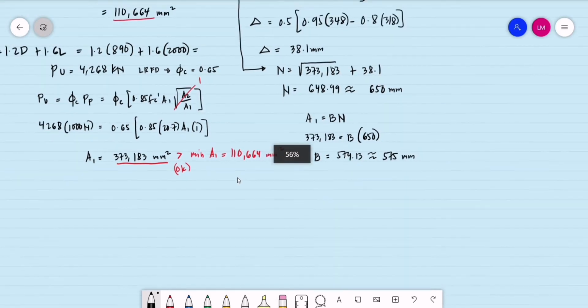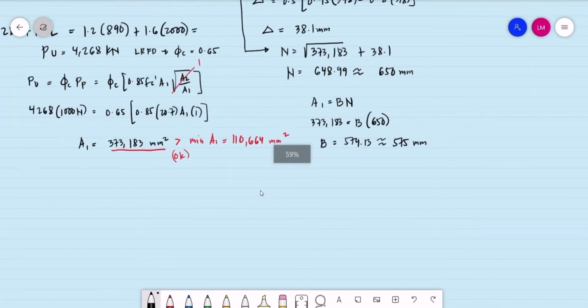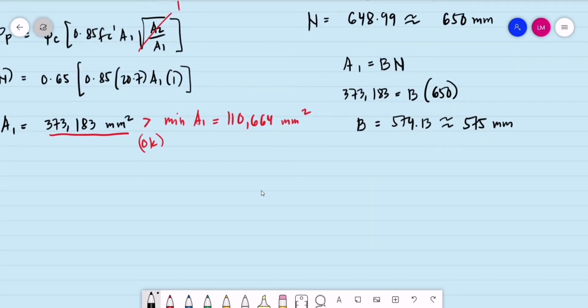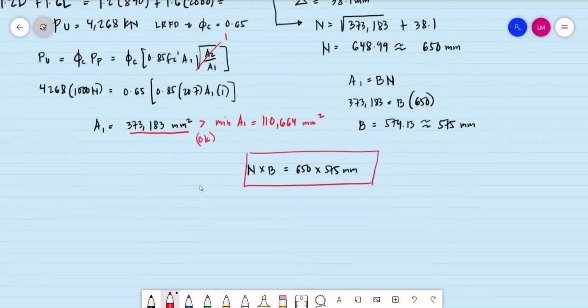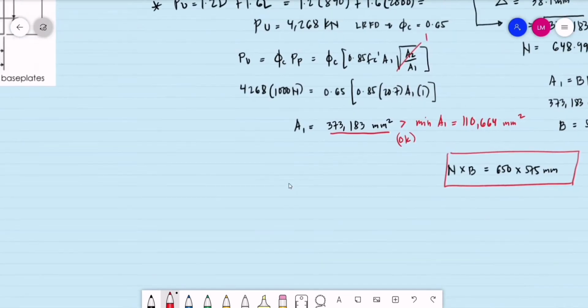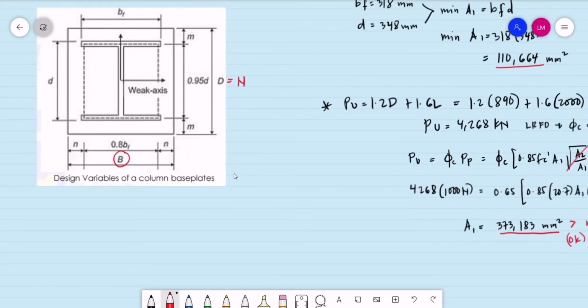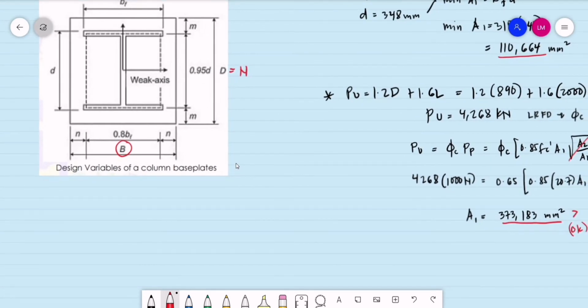So for our conclusion for the dimension of our base plate, N by B is equal to 650 by 575 millimeters. Okay, this will be the dimension. So if we are now to compute for its thickness, but before we compute for the required thickness of the plate, let us check the bearing strength of our concrete.